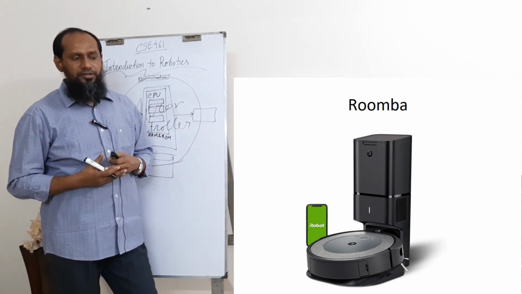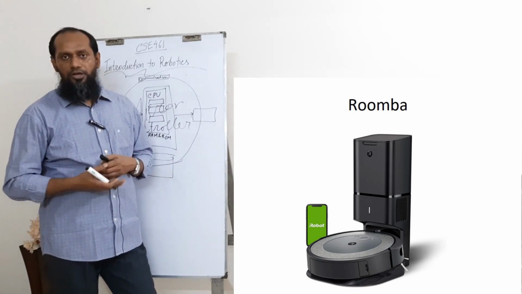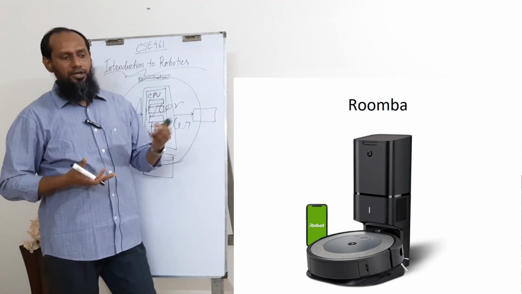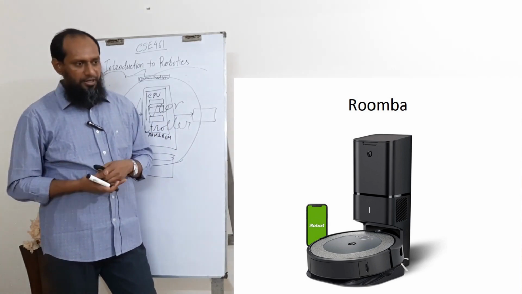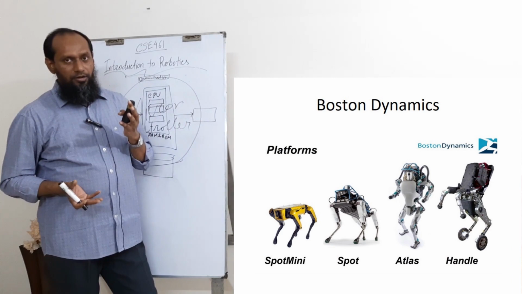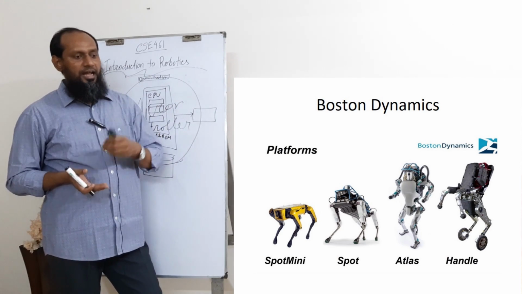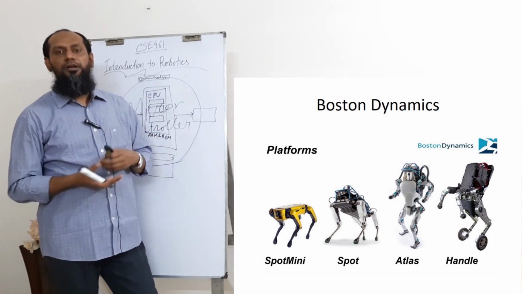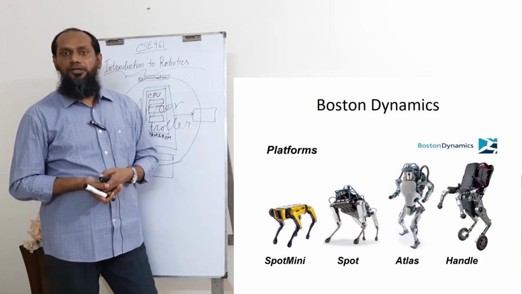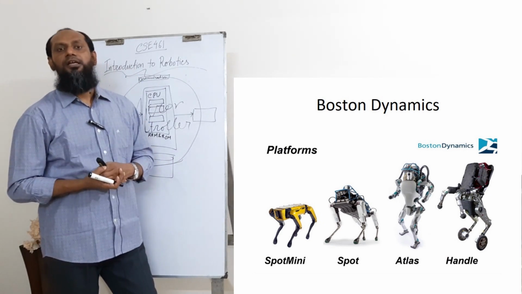Another interesting robot is Roomba, which is commonly used in homes. In Bangladesh this is not so popular, but in the USA or Japan, Roomba is very popular for cleaning the floor. And Boston Dynamics has built these robots, my favorite robots: Spot Mini, Spot, Atlas, and Handle. Please watch these robots on the internet. Go to YouTube, write the names of these robots, and you will see their surprising activities.